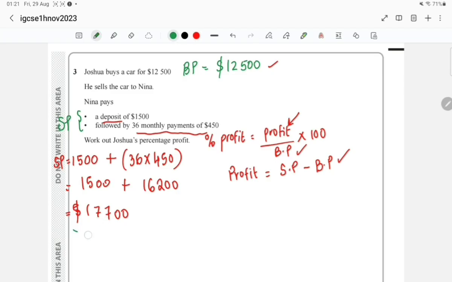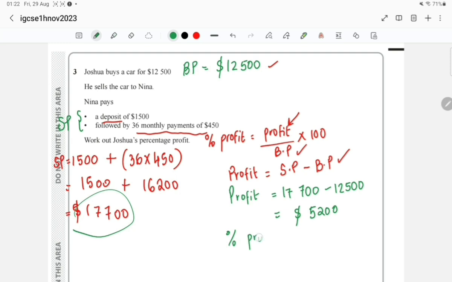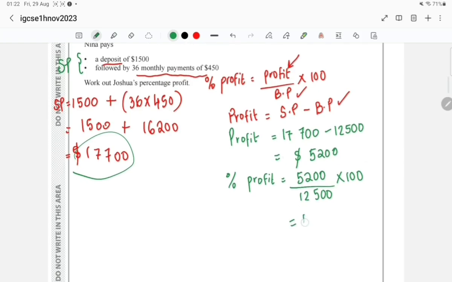Now what I will do is take this selling price and find the profit first. So my profit will be equal to 17,700 minus 12,500, which gives me 5,200. And then my percentage profit will be equal to the profit, which is 5,200, divided by the buying price, which was 12,500, multiplied by 100. And this will give you 41.6%.